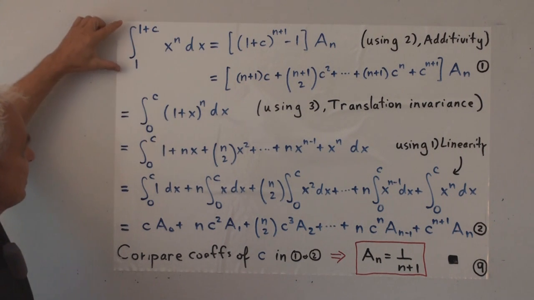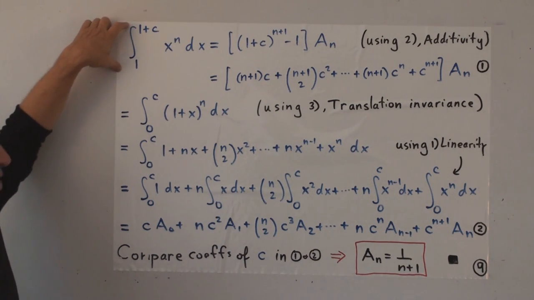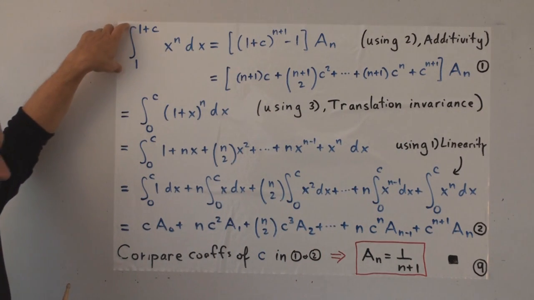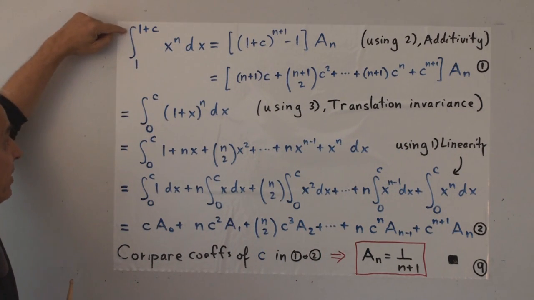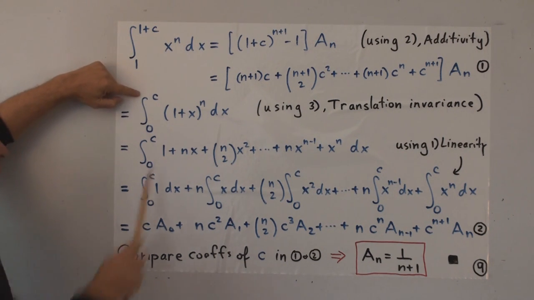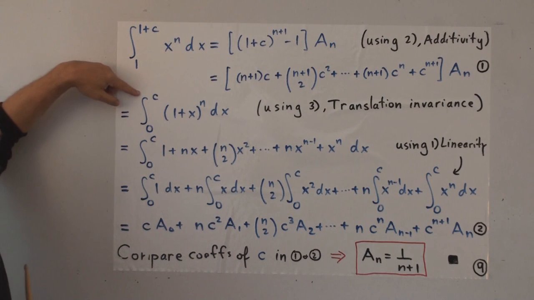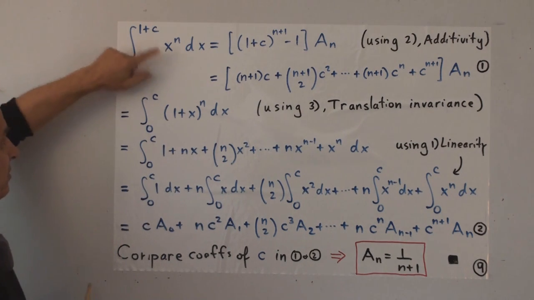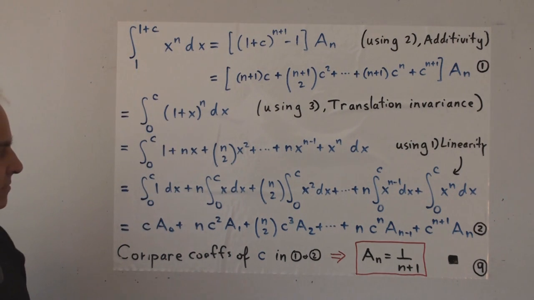Okay, now we're going to take this expression and rewrite it using the translation invariance property, property number 3. The integral from 1 to 1 plus c of x to the n dx is the same as the integral from 0 to c of 1 plus x to the n dx. Right, when x is 0, we get 1 here, and when x is c, we get 1 plus c, so it's exactly the same thing.